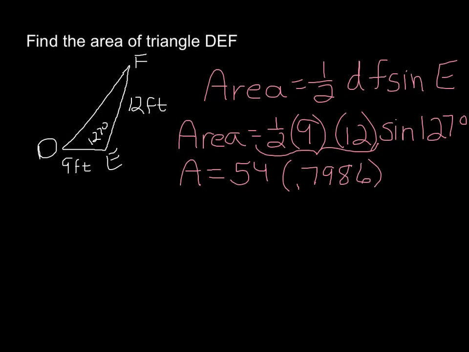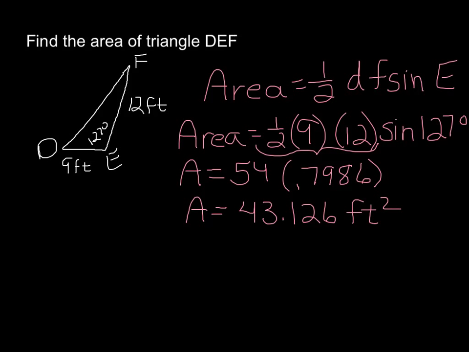Okay, obviously I'm just going to write the abbreviated version of the sine of the angle, but I'm putting it into my calculator times 54. And that means that the area of this triangle is equal to 43.126 feet squared. And that's the area of that triangle.